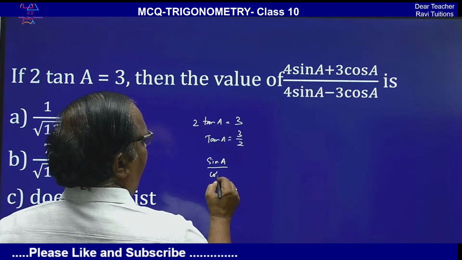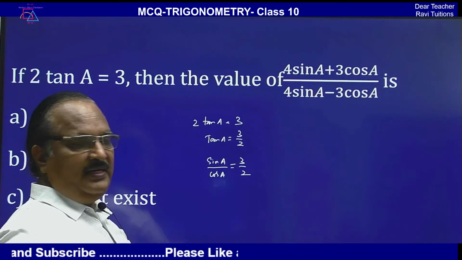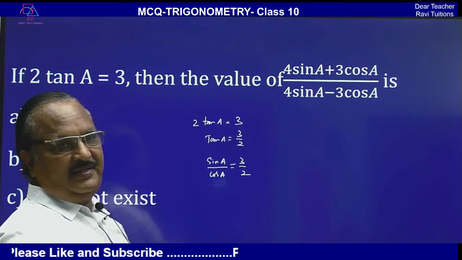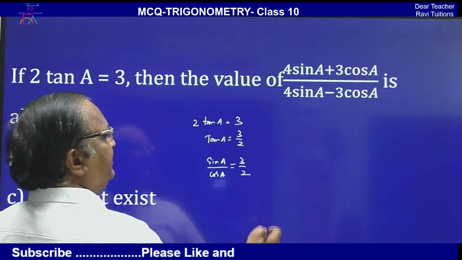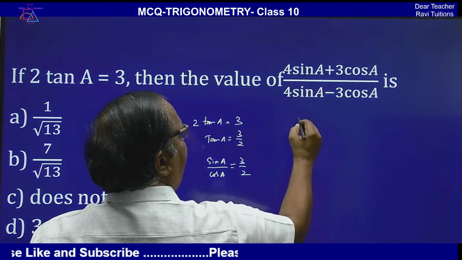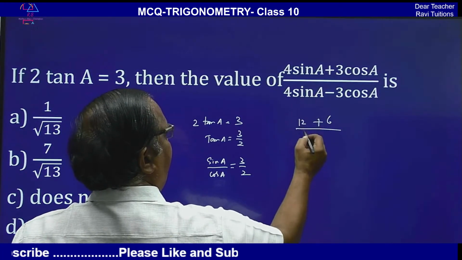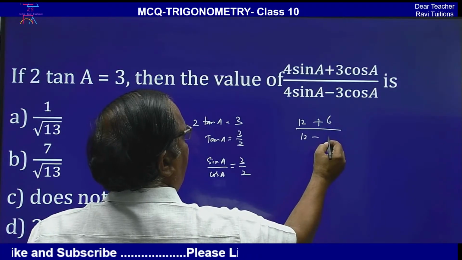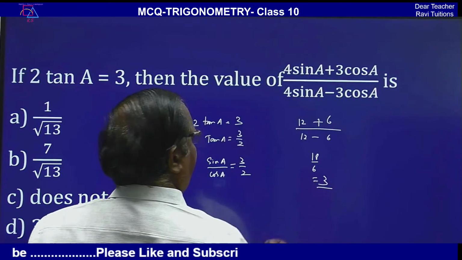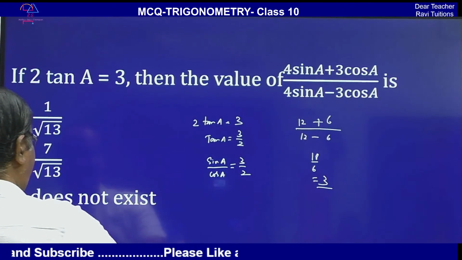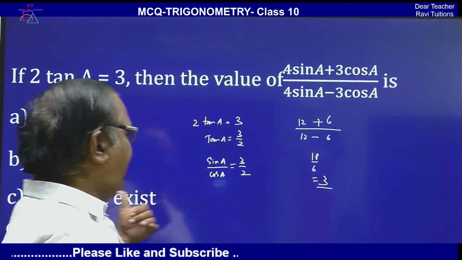Tan A is sin A by cos A, which is equal to 3 by 2. You can write sin A is equal to 3, cos A is equal to 2, and put it in the expression, because it is an MCQ, not a big question. So 4 into 3, 12, minus 3 into 2, 6, gives 12 minus 6. So 18 by 6, which is equal to 3. Okay, 3 is the answer. This question may come as a 4 marks question, but this question came as a 1 mark question.